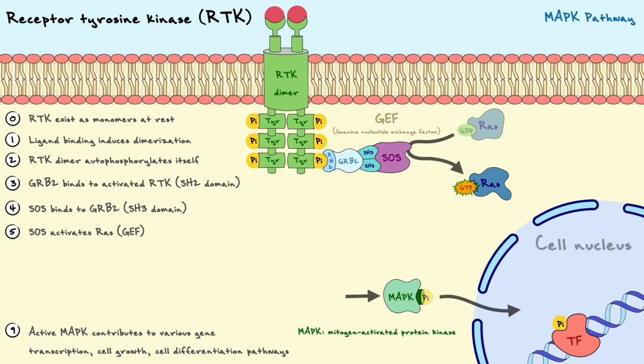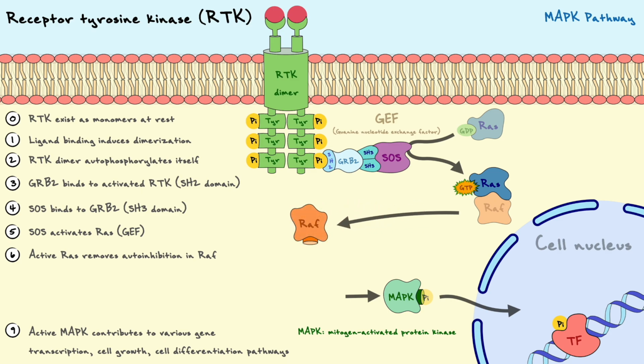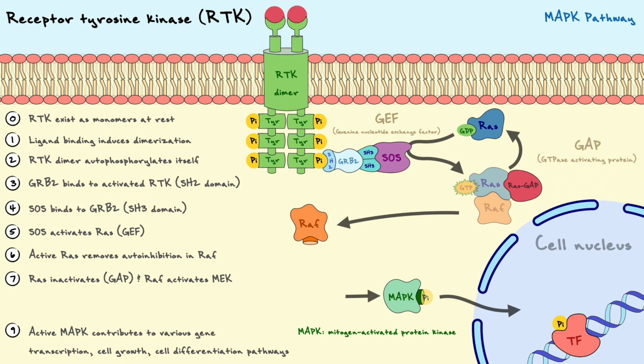Alright, now that RAS is active, RAS removes autoinhibition in another kinase called RAF, but this does not fully activate RAF just yet. To fully activate RAF, RAF must dissociate from RAS, and the dissociation is accompanied by the hydrolysis of GTP to GDP. It turns out that RAS G proteins are rather slow at hydrolyzing their GTP. For that reason, additional proteins called GTPase activating proteins, also known as GAPs, like RAS-GAP, bind to the G protein to facilitate the hydrolysis reaction.